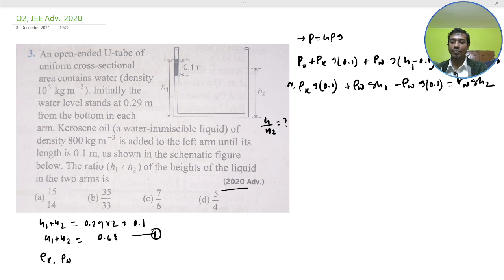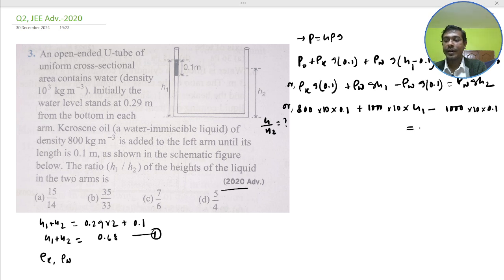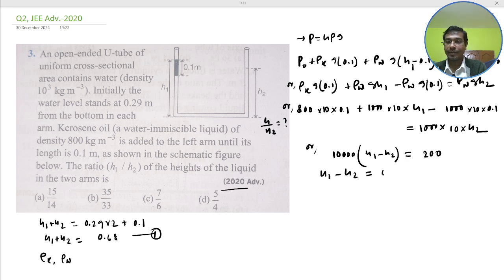So we just put this value in this equation, that rho K is given as 800 into 10 into 0.1 plus 1000 into 10 into H1 minus 1000 into 10 into 0.1, and on the right hand side 1000 into 10 into H2. Just put in these numerical values and we calculate here that H1 minus H2 is equal to 200 on the right hand side. So H1 minus H2 would become 0.22.